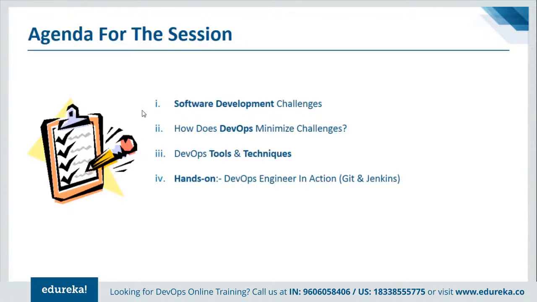We'll look at the different challenges with software development, and then I'll tell you how DevOps minimizes those challenges. After that, I will talk about the DevOps tools and techniques, which help us achieve orchestration between the different DevOps tools. That's actually the best part of DevOps: implementing the different tools, making the job easier, achieving automation. So that will be another important topic.